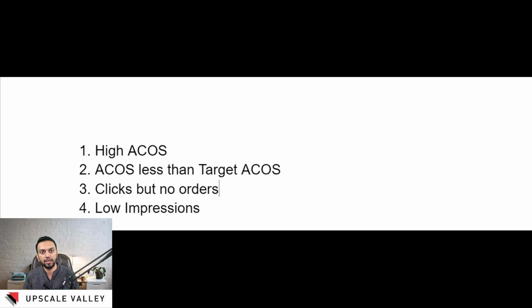Now let's discuss all these four scenarios and let's see what is the thought process behind optimizing these different scenarios and how we are supposed to do it. Let's discuss the first one, high ACOS. When you see a particular campaign has high ACOS, then we break it down in the following steps.